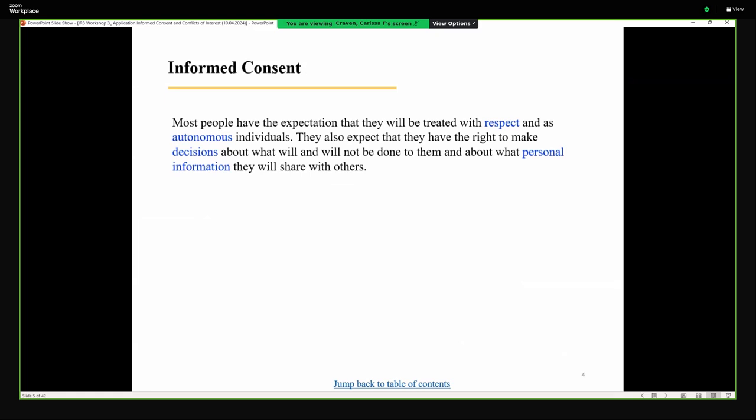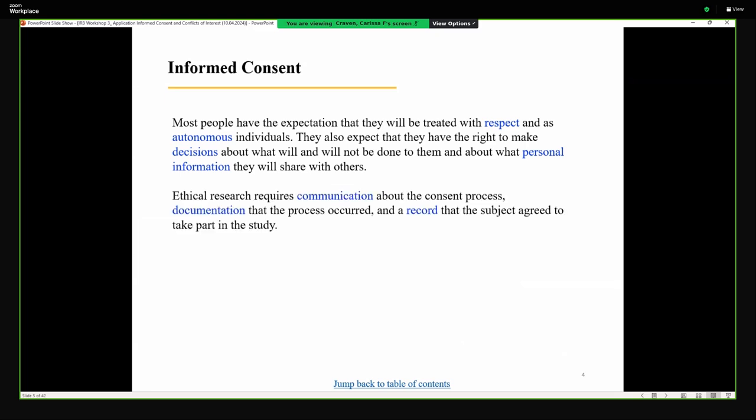So the basic tenets of informed consent are treating people with respect and that they can make their own choices. People expect that they can make decisions about what information they do and do not share and about what you as a researcher will share with others. They may disclose it to a researcher, but they don't want it out in the public. So, to make sure we're doing things ethically, we need to make sure we're communicating what we're doing during the consent process, documenting that it occurred in case of audits or just double checking, and maintaining that record when possible.